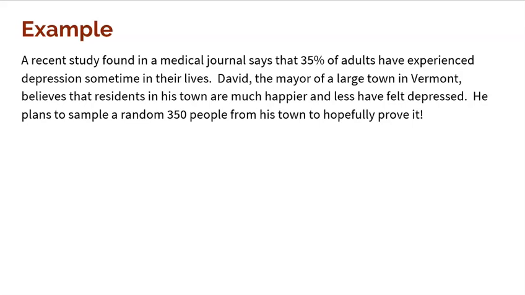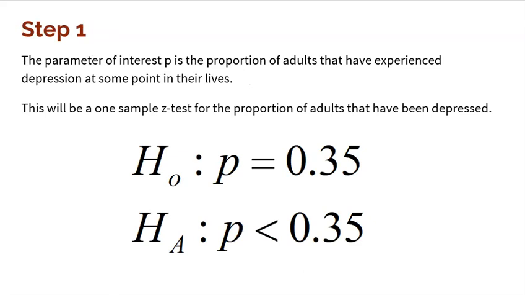A recent study found, in a medical journal, that 35% of adults have experienced depression sometime in their lives. David, the mayor of a large town in Vermont, believes that residents of his town are much happier and are less depressed. He plans to sample 350 people from his town to hopefully prove it. So we were doing a one-sample z-test for P, the proportion of adults that have been depressed. The null is that P is 0.35. We're assuming that to be true. And the alternative is that it's less. That's what David believes: the true P for his town is less than 35%.